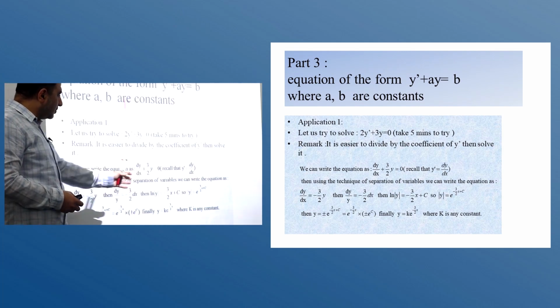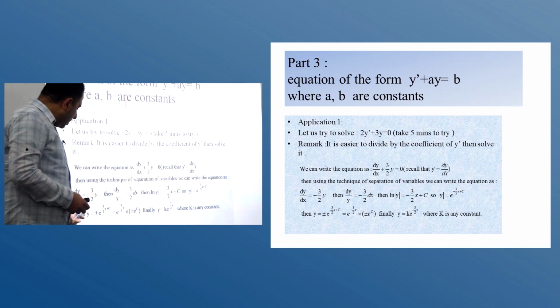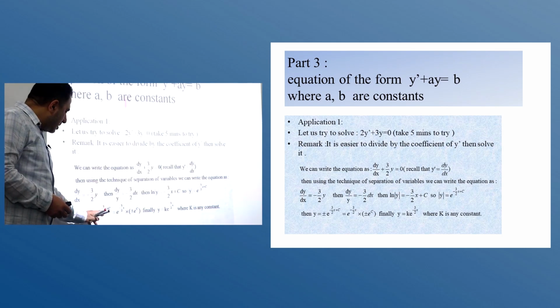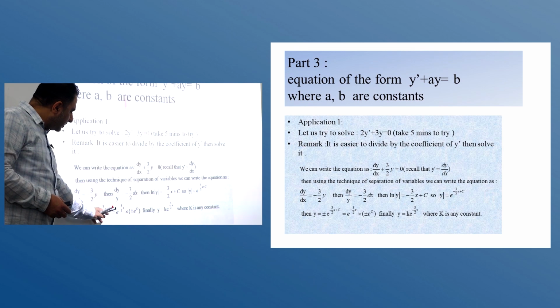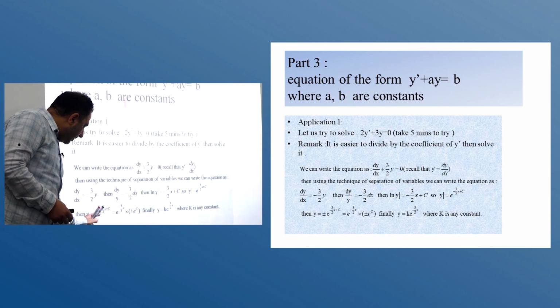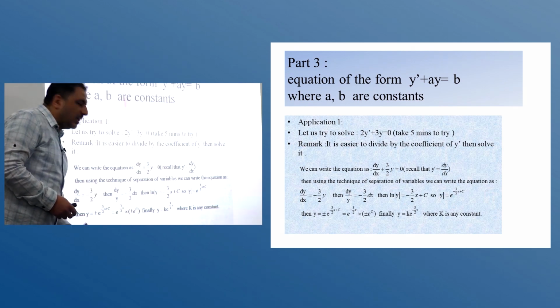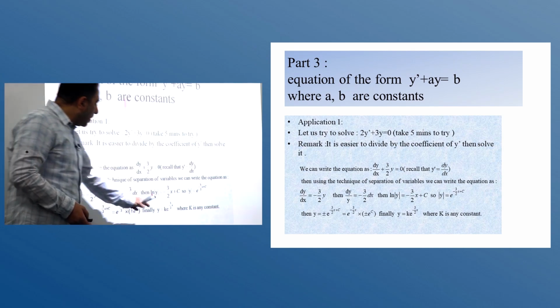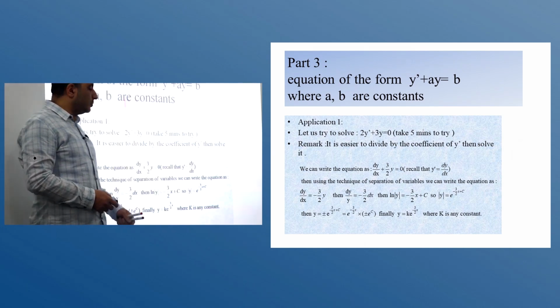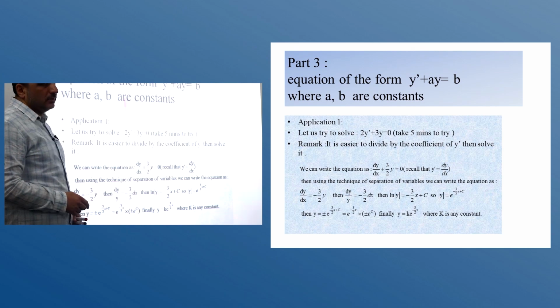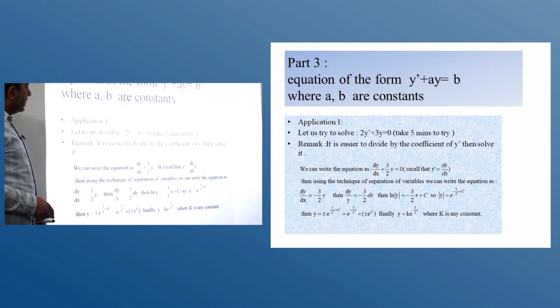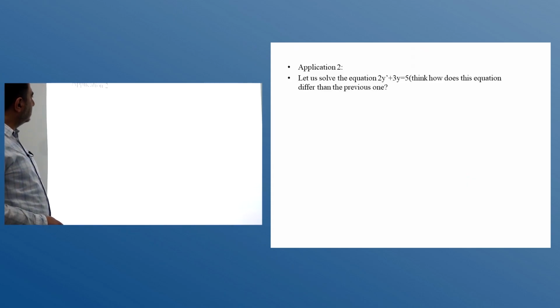It's very simple. If absolute y equals that number, then y equals plus or minus e to the power minus 3 over 2 x plus c. So this plus or minus e to the power c can be written as a constant k. As a result, y equals k e to the power minus 3 over 2 x, where k is any constant. This is the first example. Let us take another example.